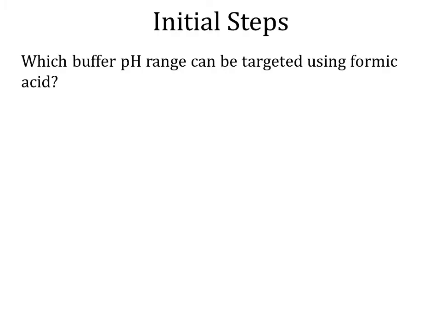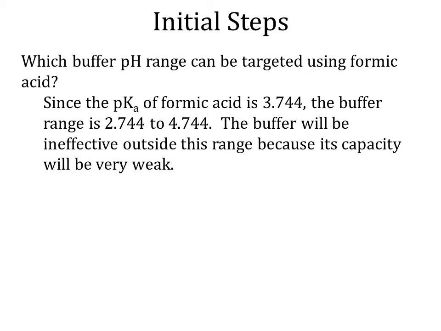The first initial step we would like to look at when considering the pH of a buffer system is understanding which buffer pH range can be targeted. In this problem, we're using formic acid and formate, and so we would like to know which buffer pH range can be targeted using formic acid. Since the pKa of formic acid is 3.744, the buffer range is 2.744 to 4.744, or 3.744 plus or minus 1. The buffer will be ineffective outside this range because its capacity will be very weak.